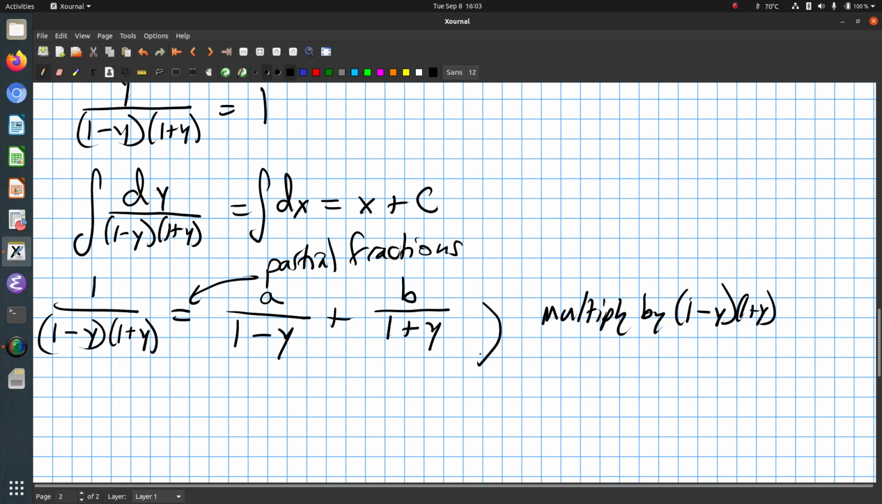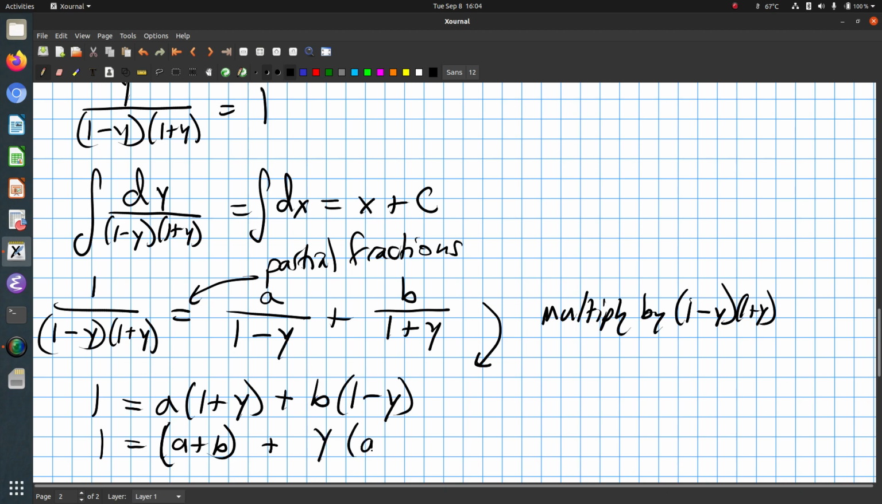Let's multiply both sides by that common denominator to clear out all the fractions. The left side just becomes 1. The right side, one of those factors cancels out in each case, and I'm just left with this. Okay, let me regroup a little bit, and you will realize that I've got something like this.